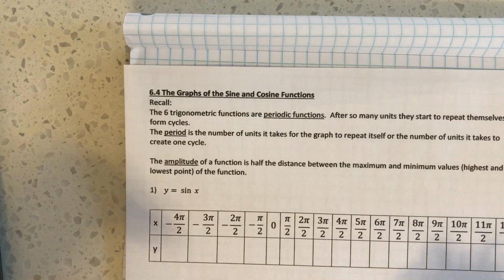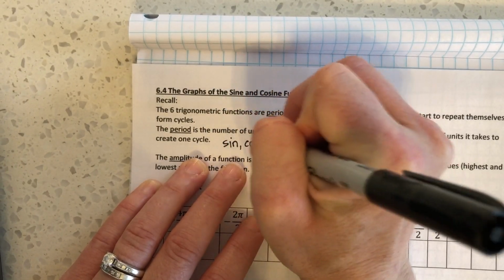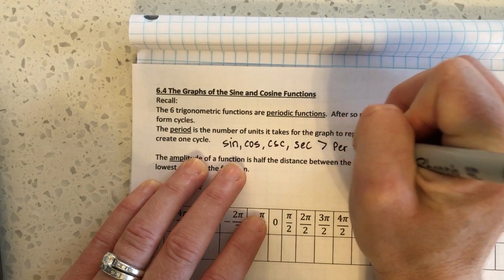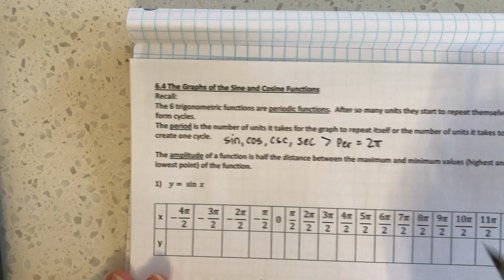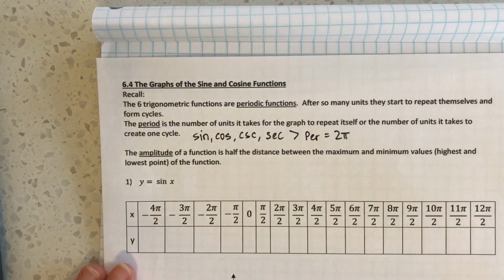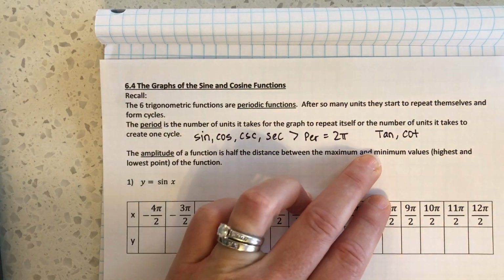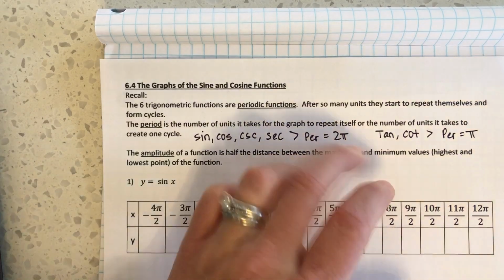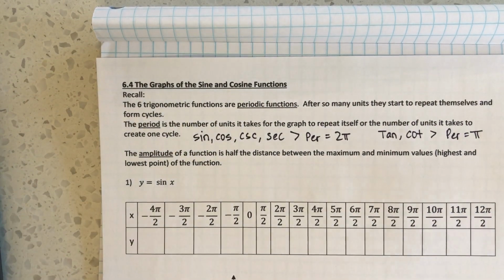Now we saw in the other section that sine, cosine, cosecant, and secant all have a period of 2 pi radians. Every 2 pi radians, every complete rotation around the unit circle, they start to repeat the outputs. But the tangent and the cotangent function, they repeated faster. They had a period of pi radians. Every pi radians, their graph starts to repeat and form the exact same picture, all right?